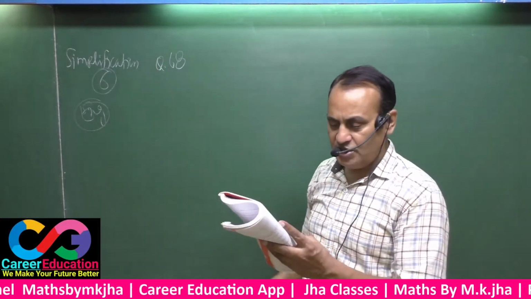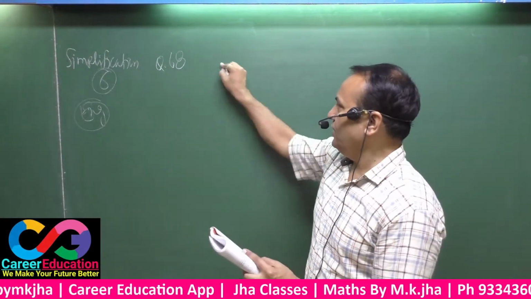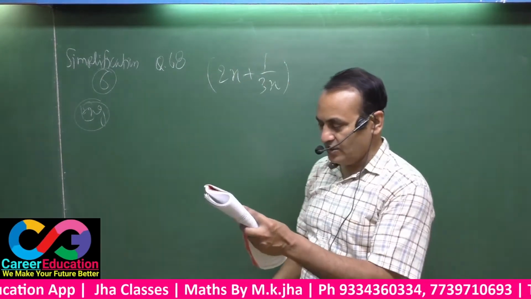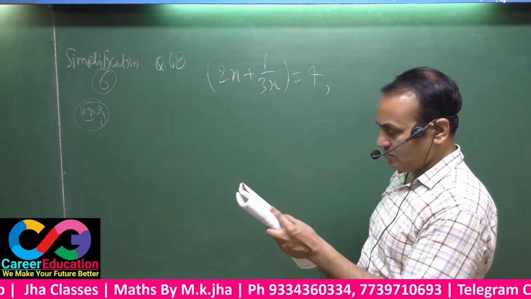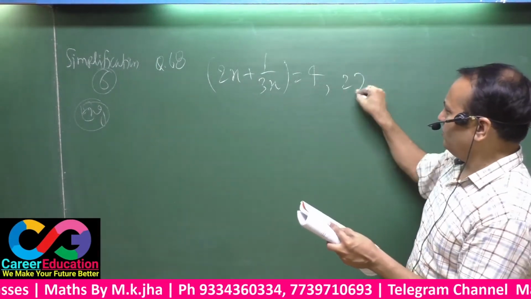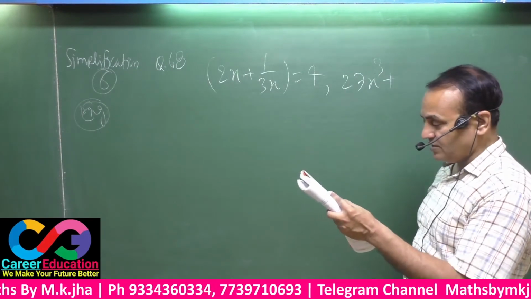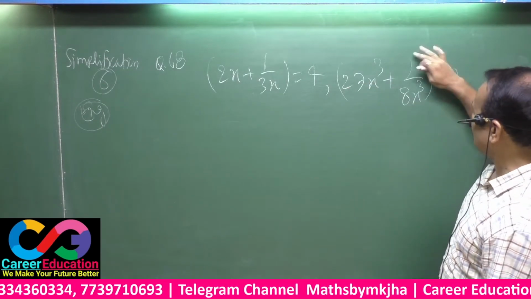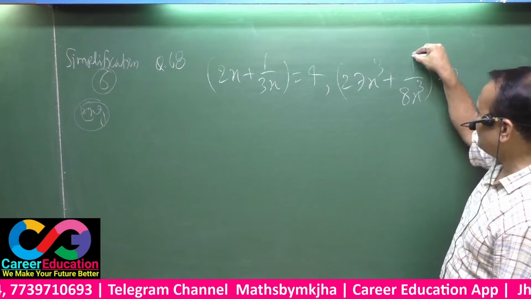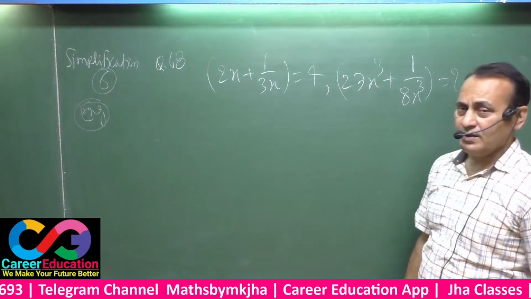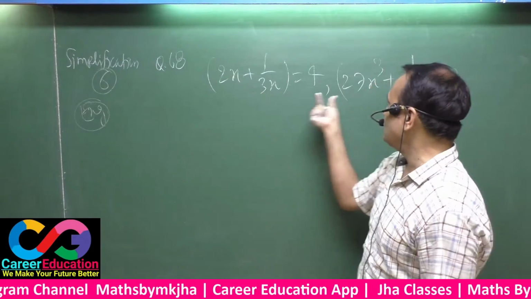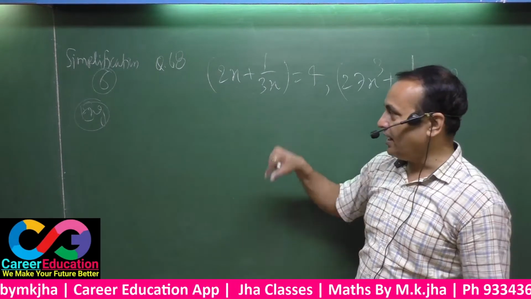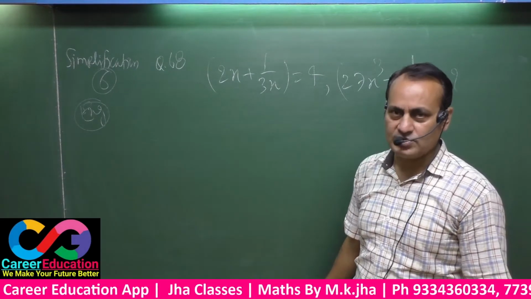Now question number 68. If 2x plus 1 by 3x equals to 4, you have to find out the value of 27x cube plus 1 by 8x cube equals to what? Since this is 2x and this is 27x cube, indirectly the question says you will have to cube both sides.